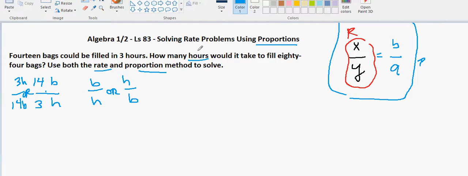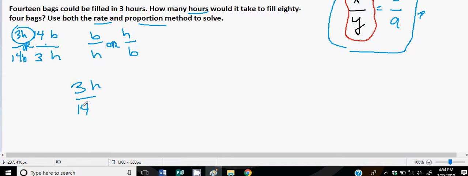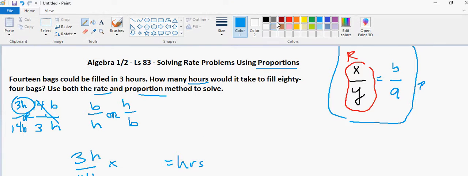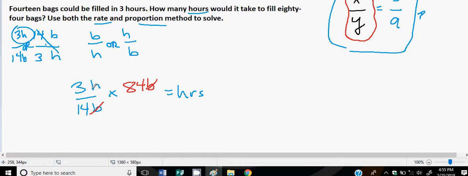If we're solving for hours, we put hours on top. We take the one we are solving for, we put it on the top and use that version, not the other one, so that when we multiply, it's going to cancel and give us hours for a label, which we need for our final answer. What do we know? We know 84 bags. And bags will cancel out bags, leaving us hours.